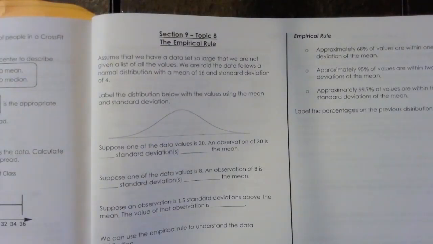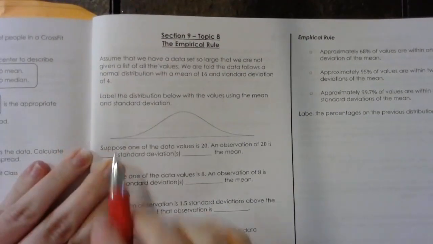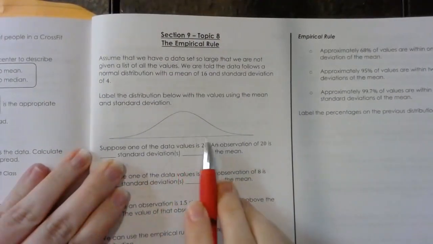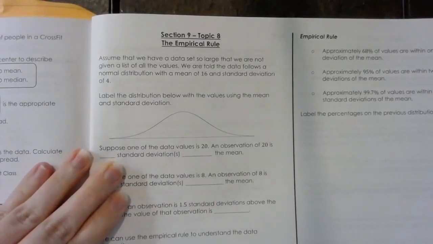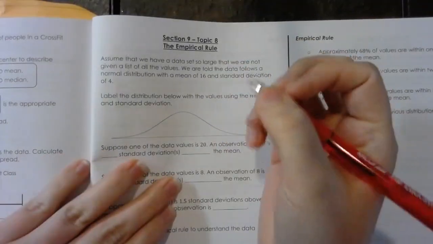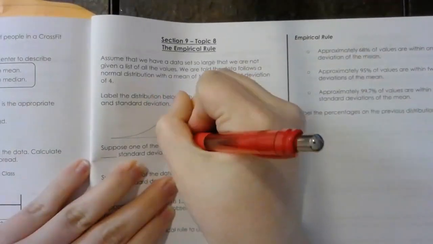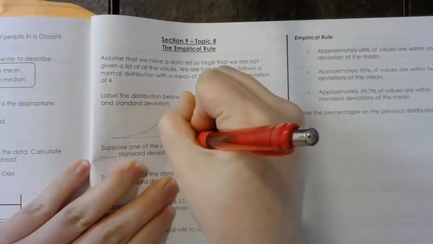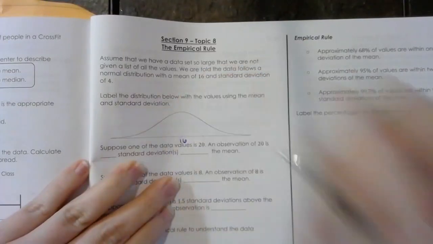So this normal distribution has a mean of 16 and a standard deviation of 4. We're going to label the distribution with the values using the mean and the standard deviation. So where should the mean go? You see all these little tick marks? They represent numbers. So where do you think the mean should go? You're right, the mean should go in the middle. So the middle of this data is going to be right here. It's at the top of the bell curve, so that's my mean.